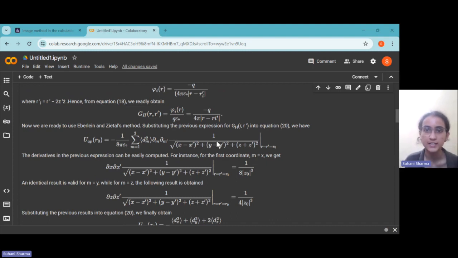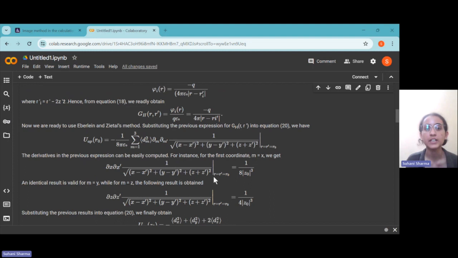For instance, for the first coordinate, if we take m equal to x, we get, as solved here, 1 by 8 z naught cube. This is the equation we'll get. The same result is valid for y: dy dash is equal to 1 by 8 z naught cube.